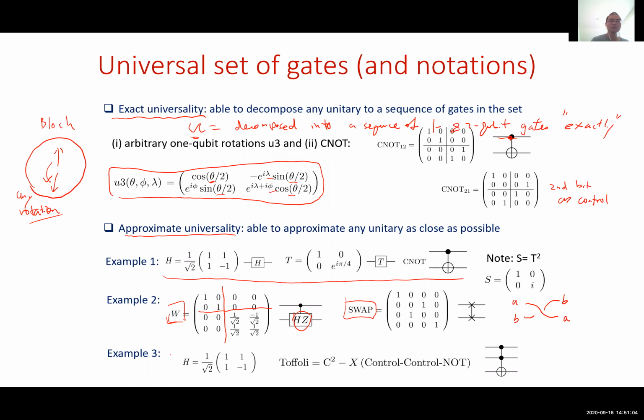Or the third set is you use Hadamard and a 3-qubit gate called Toffoli gate. If you are a student of computer science, you may have heard of this Toffoli gate in classical computing. So you only need to have these two. That would also be sufficient. It may depend on physical realization. Some of the gates are easily implemented. Okay. Any question on this slide?